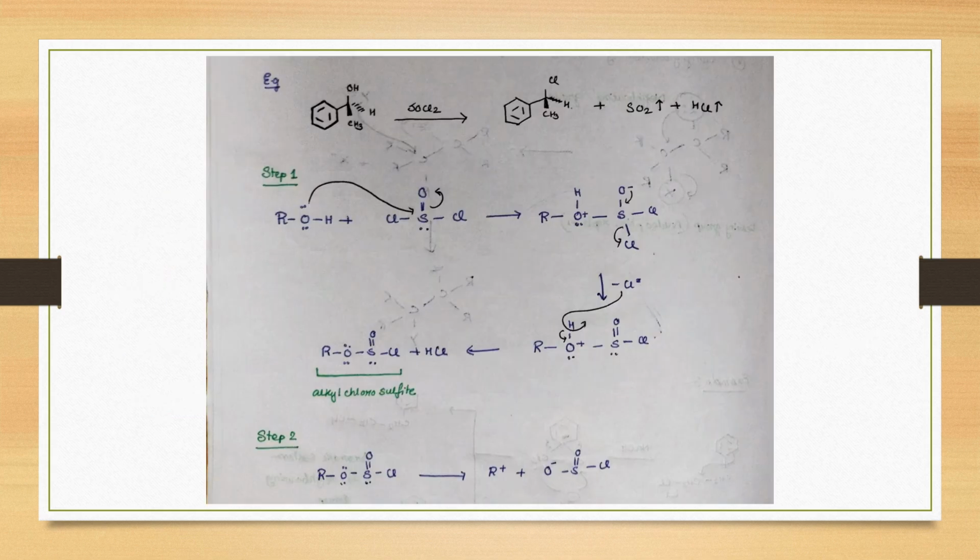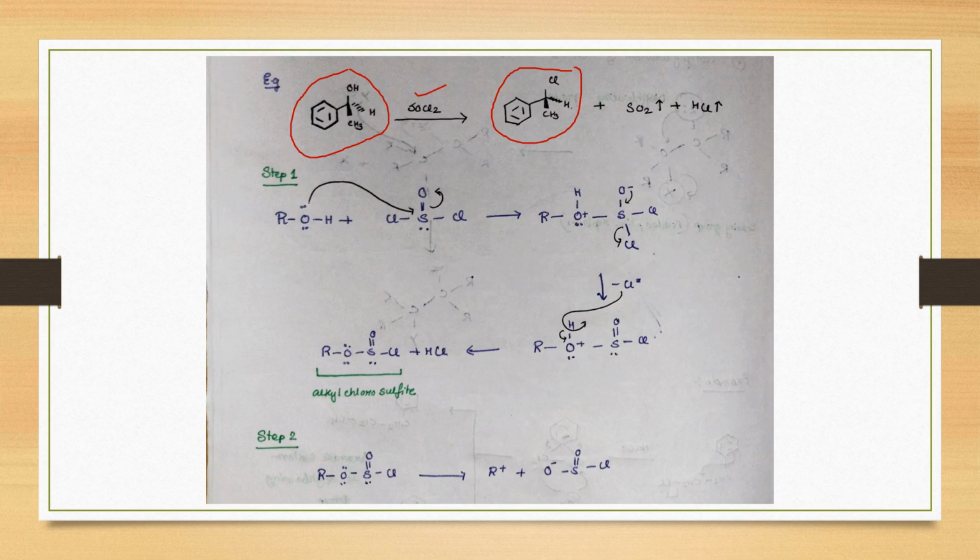Let us see an example where we have the starting material, and with the help of SOCl2, we will get this product where the OH is getting replaced by chlorine, and here we can see that the configuration is retained. There is no change in the configuration. So what is happening? Let us see.